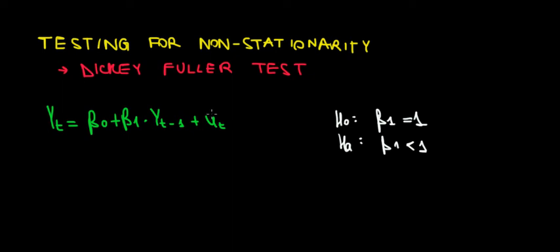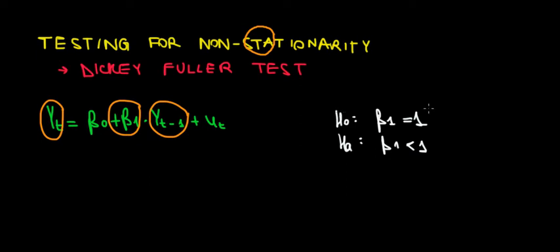In this video, let's have a look how we can test for non-stationarity. For that, we're going to use the Dickey-Fuller test. Suppose we have this autoregressive model where we regress the dependent variable y at a certain point in time based on its lagged value, and we have the slope coefficient beta 1. Now recall that under the assumption of non-stationarity, beta 1 would be equal to 1. And that's exactly what we're testing.